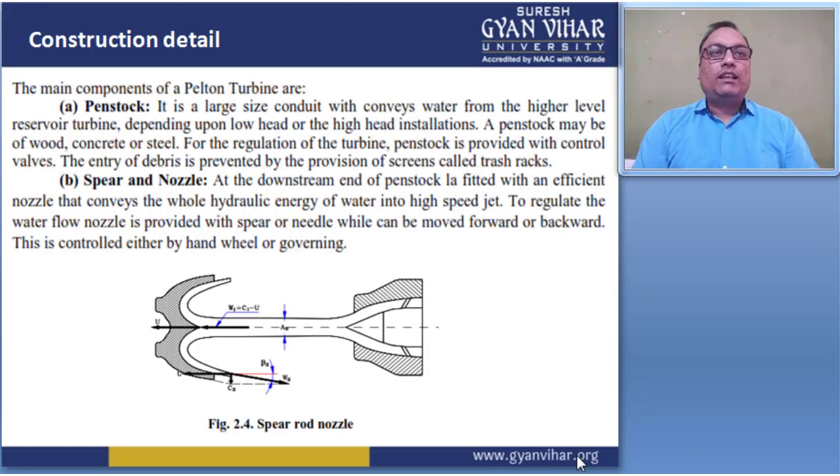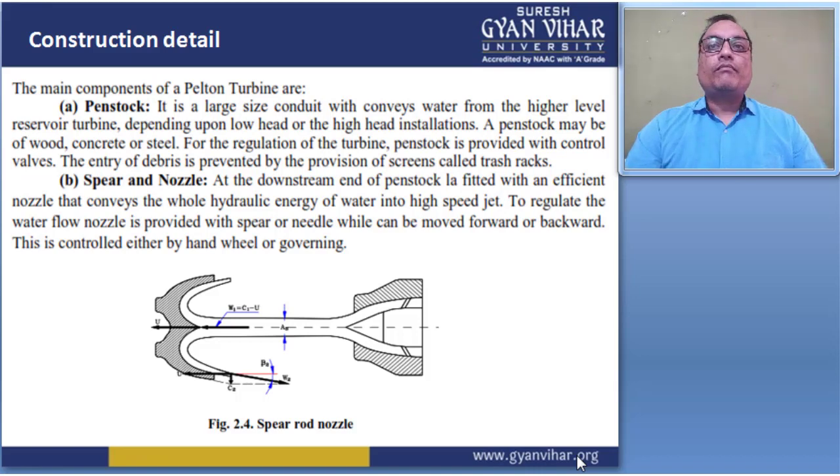The first component of this turbine is the penstock, and the penstock is a large size conduit which conveys the water from the higher level reservoir to the turbine, and depending upon low head or high head, different types of schemes are available, as in medium head turbine installations. A penstock may be of wood, concrete or steel, and for the regulation of the turbine, the penstock is provided with control valves, and the entry of debris is prevented by the provision of a screen called the trash racks, right?